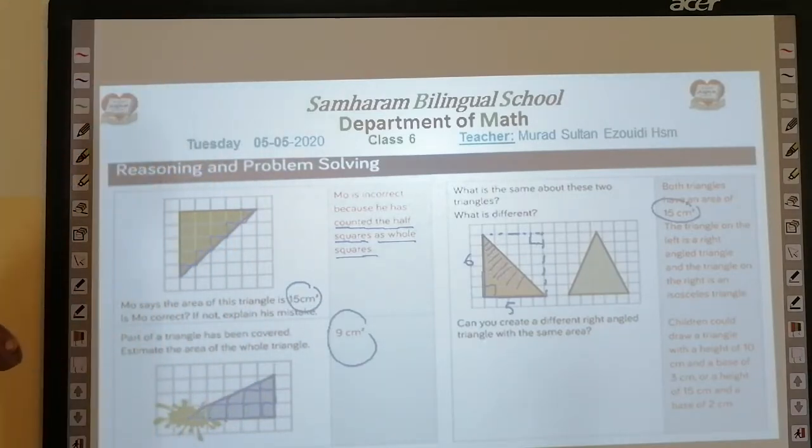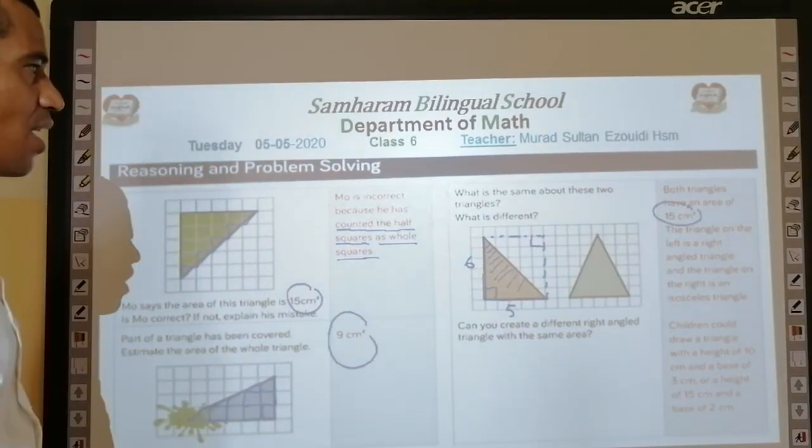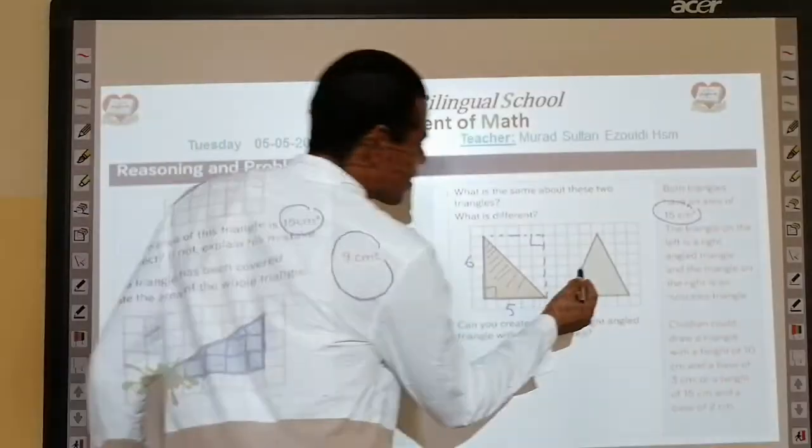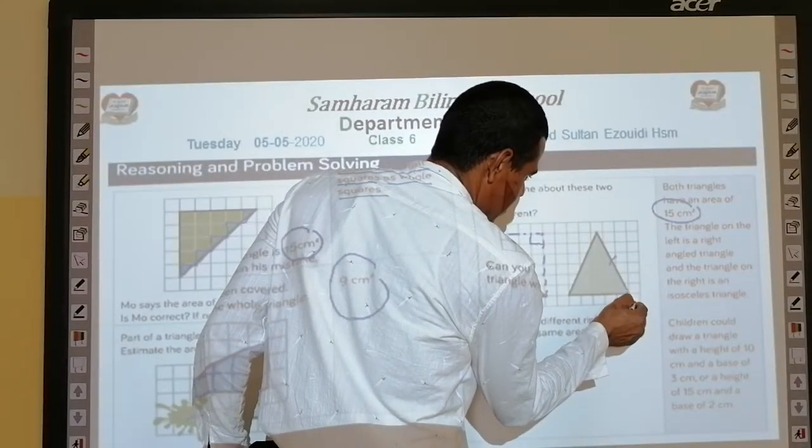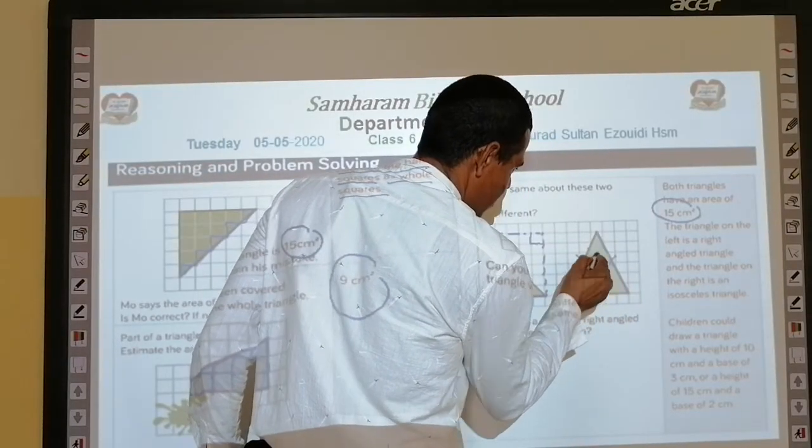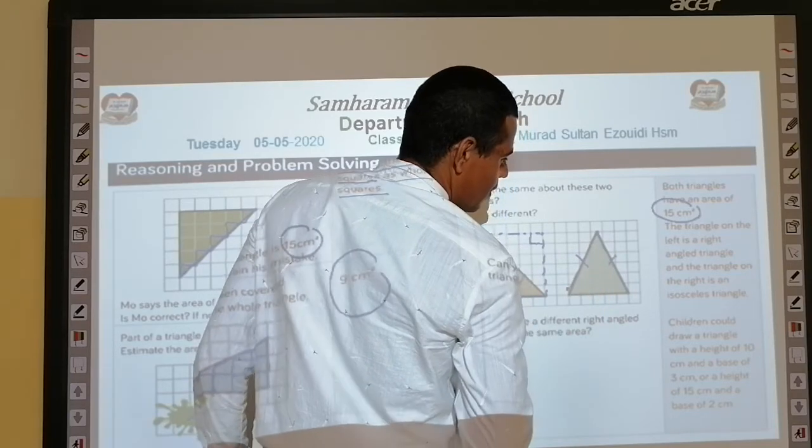The triangle on the left is a right angle triangle, and the triangle on the right is an isosceles triangle, meaning this side is equal to that side. Okay?